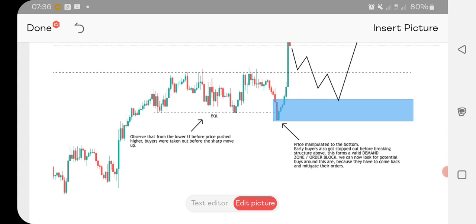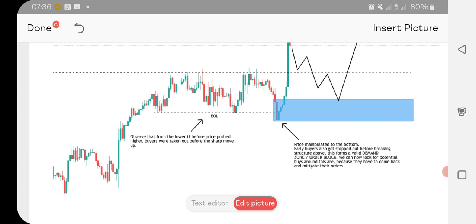Observe from the lower time frame, before price pushed higher, buyers were taken out before the sharp move up. If someone was buying at this equal low here, he was taken out because of this. You see this blue area, this is where the price decided to grab liquidity at these equal lows, and then the price continued up, and for those who were selling at this area, they had maybe placed sell limit, buy limit orders.